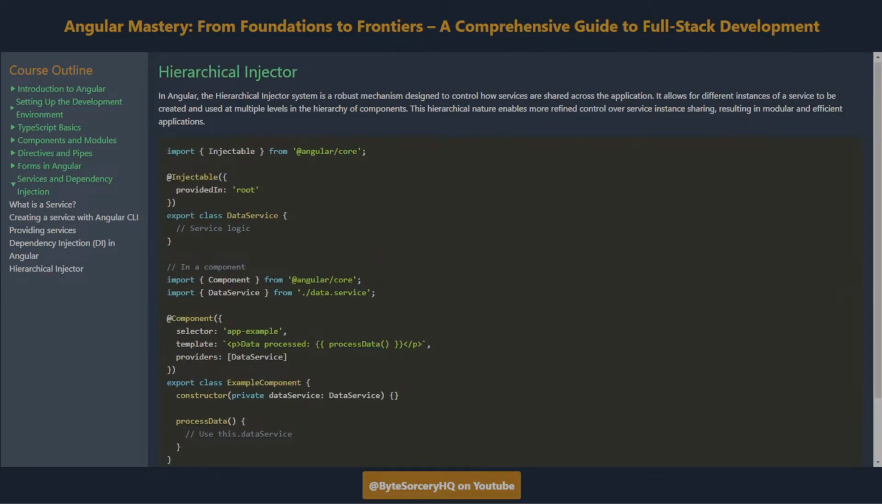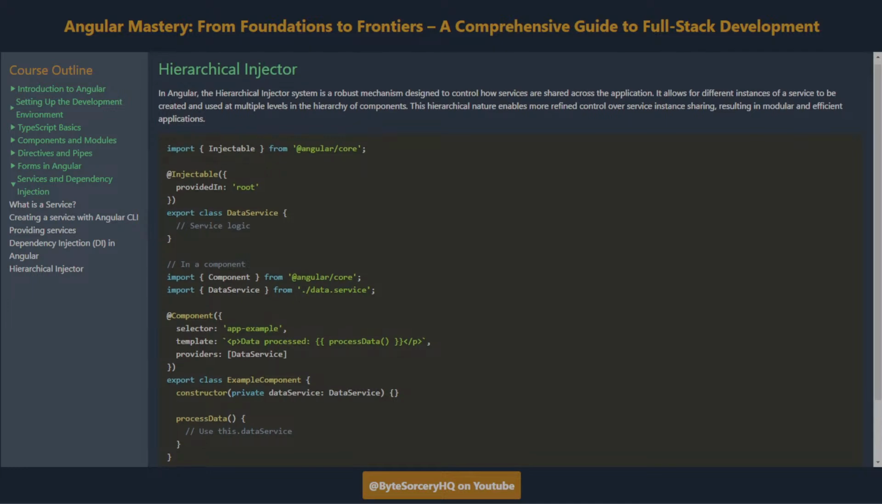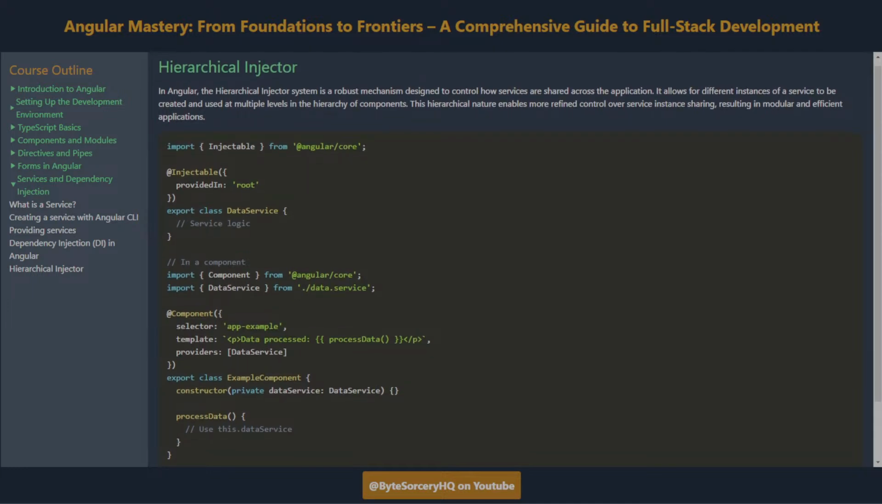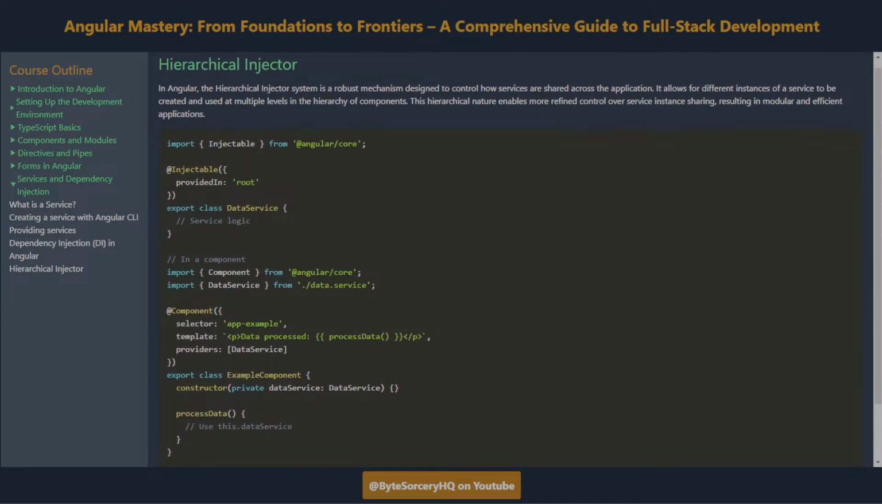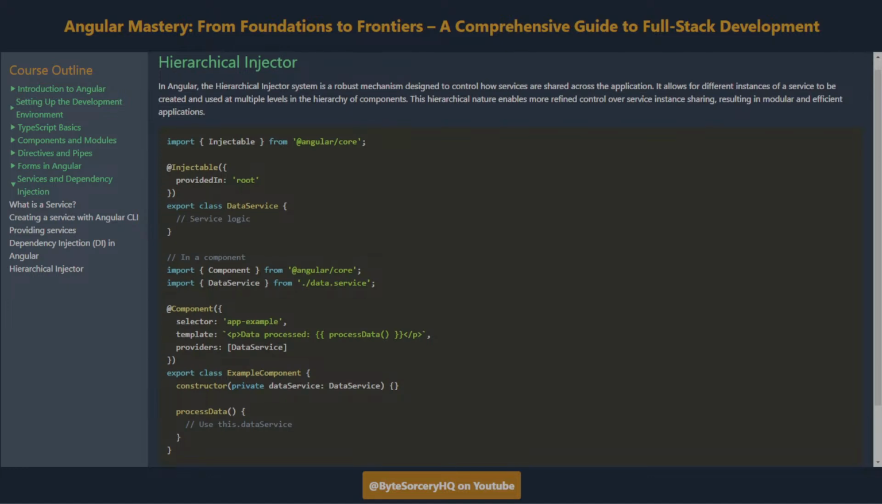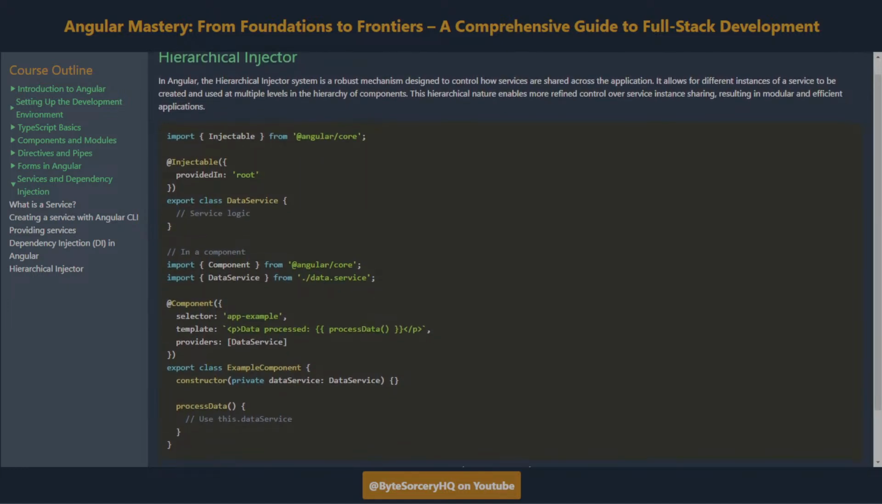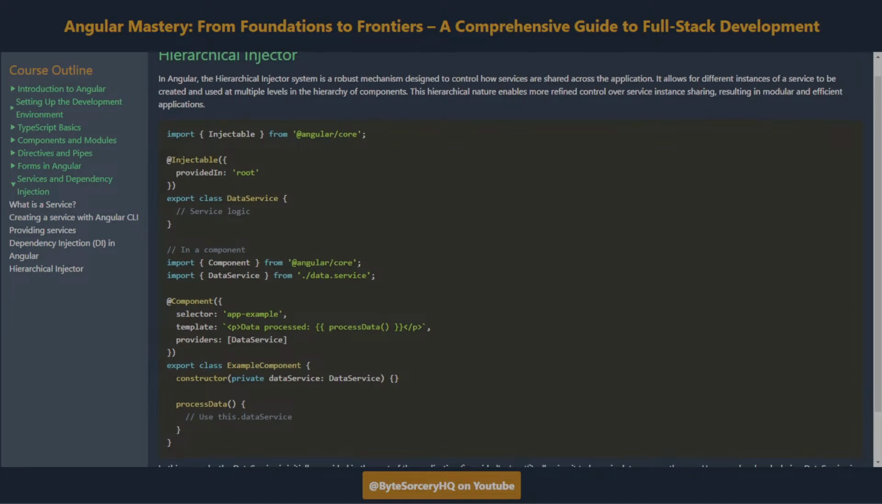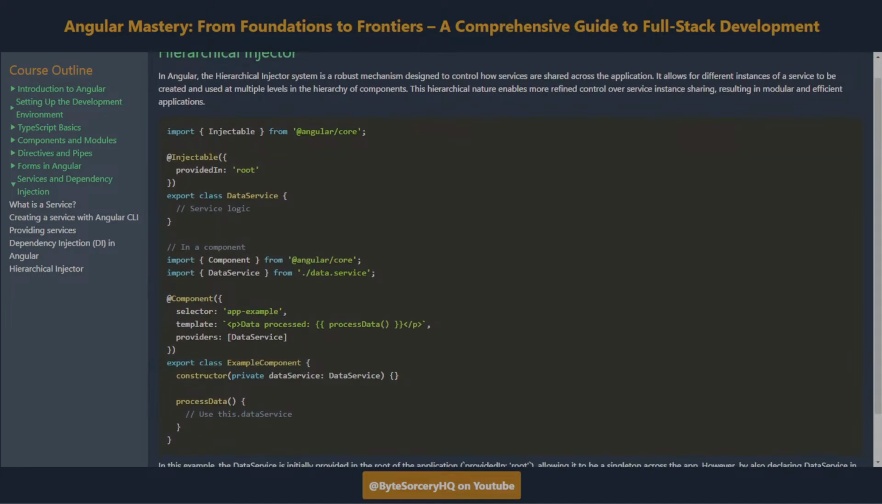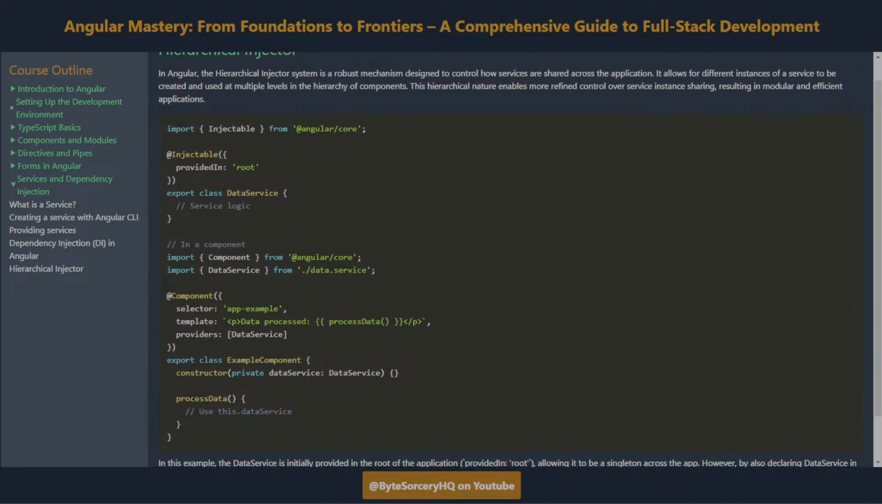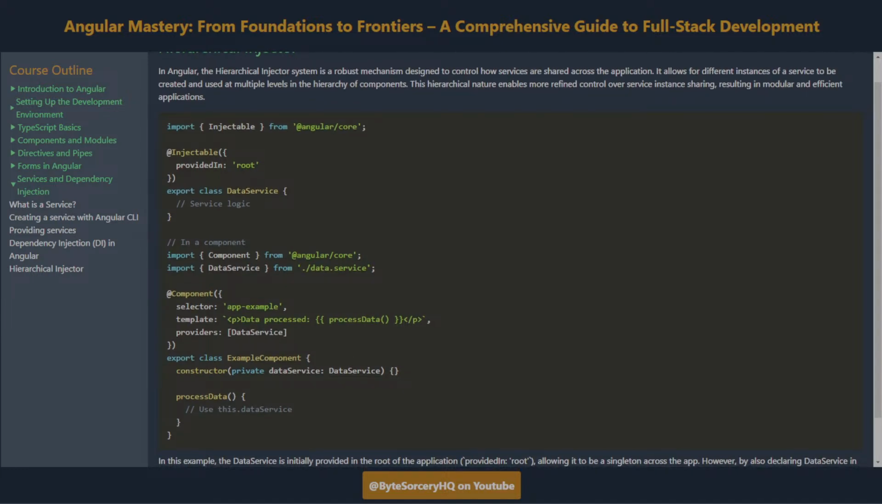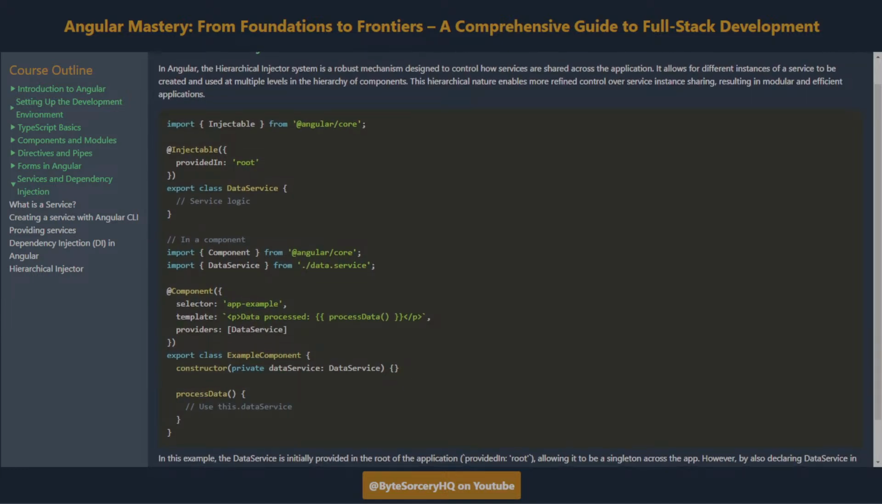Hierarchical injector. In Angular, the hierarchical injector system is a robust mechanism designed to control how services are shared across the application. It allows for different instances of a service to be created and used at multiple levels in the hierarchy of components. This hierarchical nature enables more refined control over service instance sharing, resulting in modular and efficient applications.